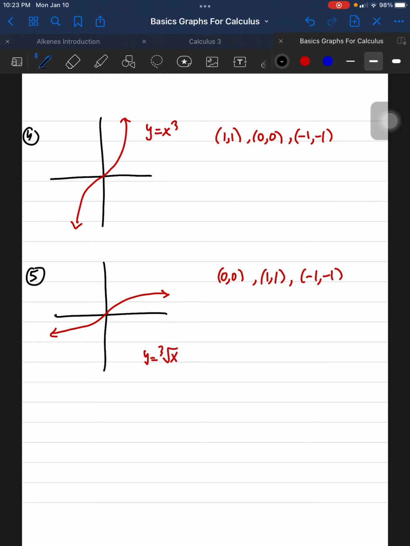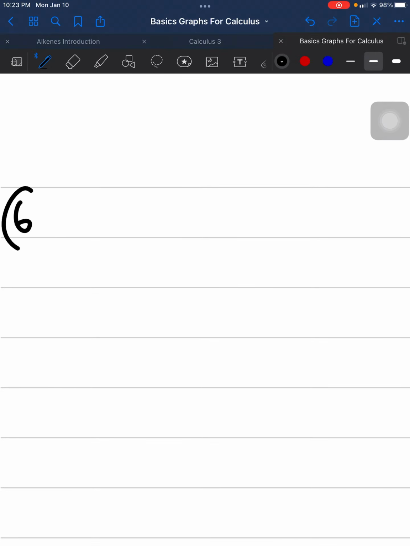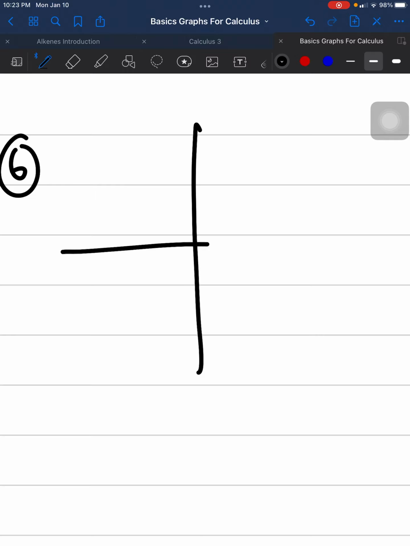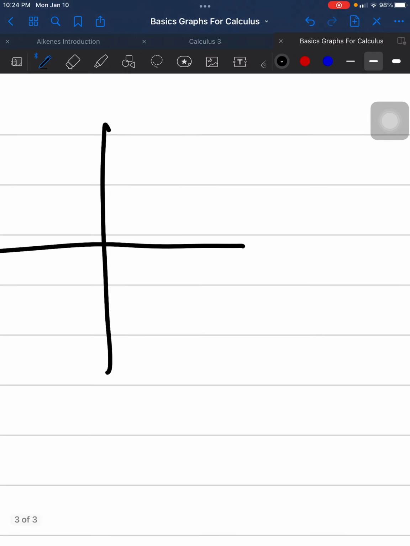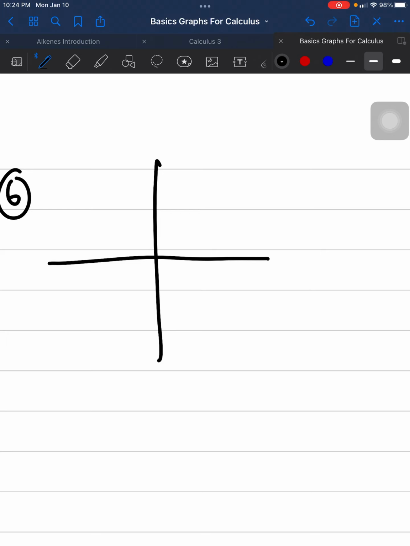For the sixth basic graph, this will be of y equals 1 over x. Now, this is one of the most important graphs you're going to see in calculus because it's an inverse graph, and you're going to see this a lot when you're taking derivatives and integrals of logarithms. So this is one of those graphs that you should probably memorize. It's basically its properties, its domain, range, stuff like that.